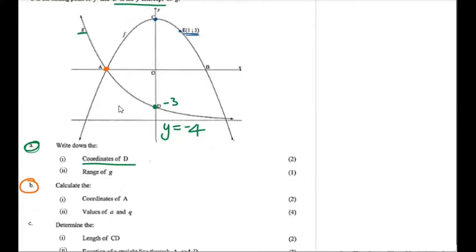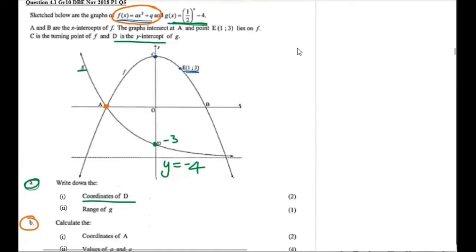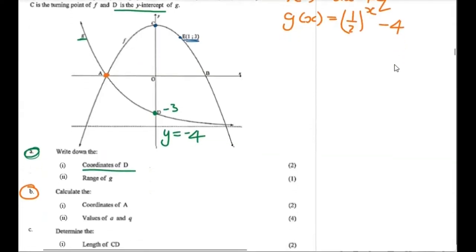Which graph is it an x-intercept for? Okay, we've got two graphs. We've got an F graph and we've got a G graph. It's an x-intercept for both of them, guys. But if we have a look at the equations that they've given me, I've only actually got the one equation. So the most useful graph to use here would be g of x.